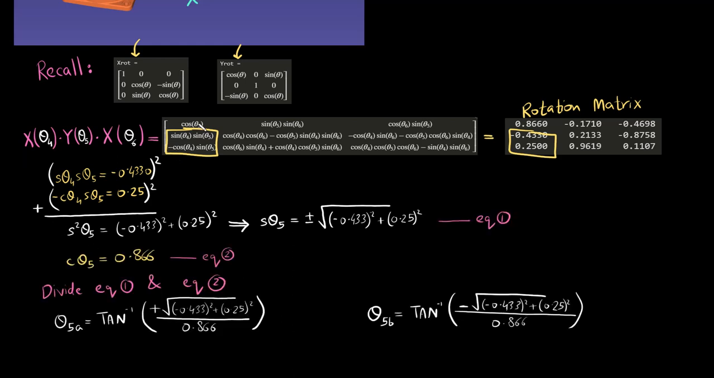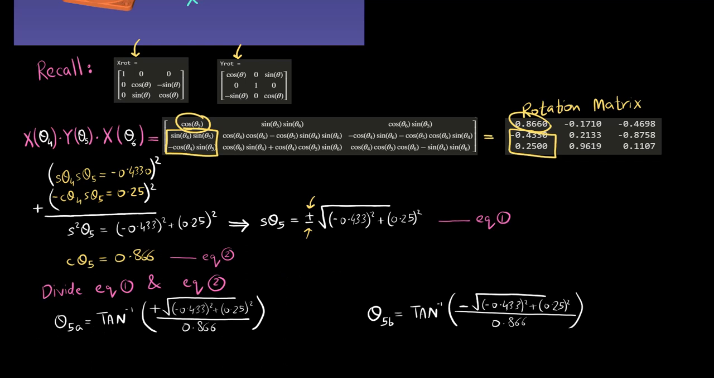And I already have this equation, cosine of theta 5, so I can compare it against this. So I have equation 1 and equation 2. I divide equation 1 by equation 2 and I take the tan inverse. So I notice that now I get two different solutions, theta 5a and theta 5b. The 5a is the one that I obtained from the positive sign. The 5b is the one that I obtained from the negative sign, and both are equally good solutions.